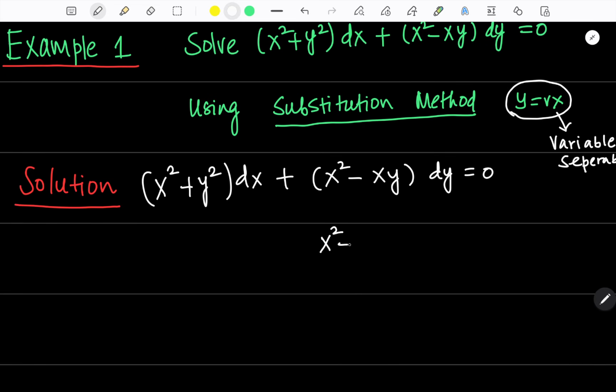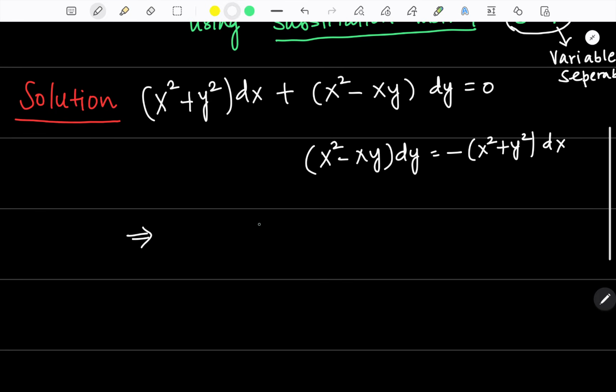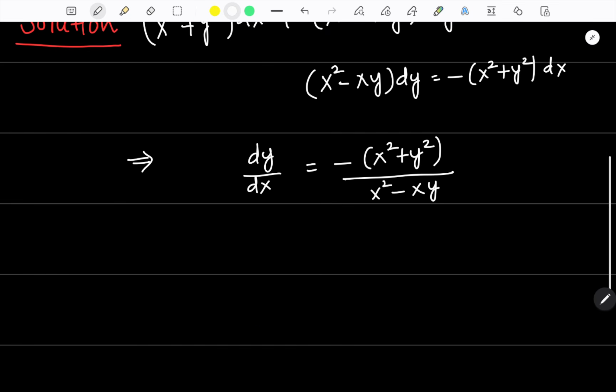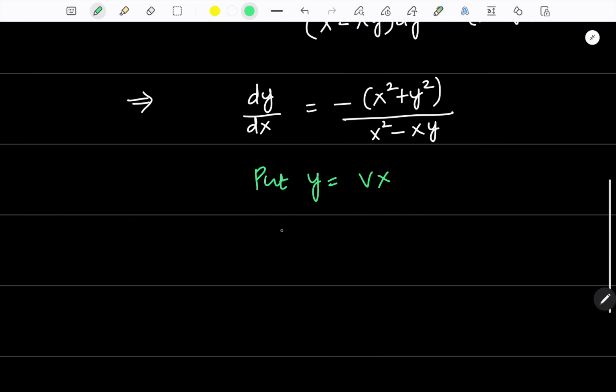So now x square minus xy into dy is equal to minus x square plus y square into dx. So I am bringing it to this side. So this implies dy by dx is equal to minus x square plus y square divided by x square minus xy. Right. Now we are back to the form. So what we are going to do, we are going to put y equal to vx. After that, we are going to differentiate. dy by dx is equal to what? v plus x dv by dx.